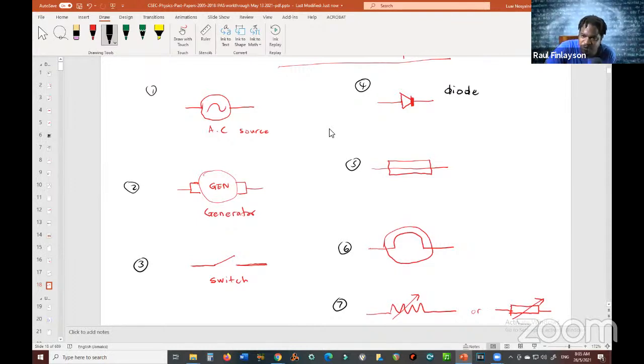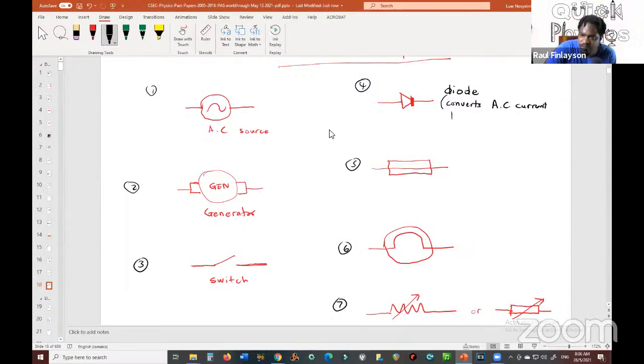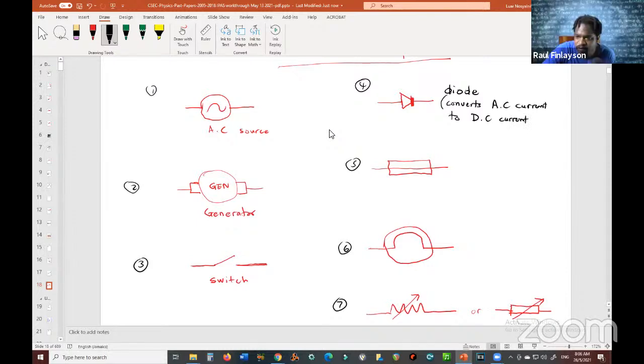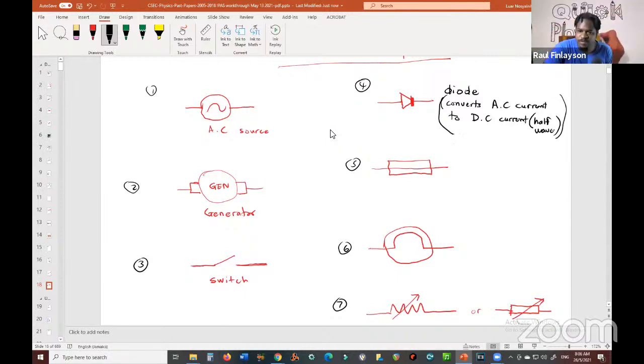But I'm going to put the function of it. Diode. All right. It converts AC current to DC. But it's actually a half wave DC though. If I would say AC current has that sort of wave-like behavior, right? Kind of changing direction and all that sort of stuff.